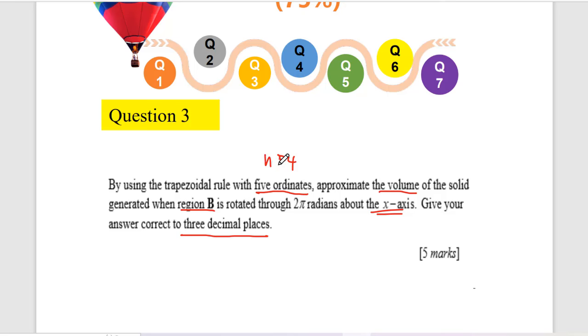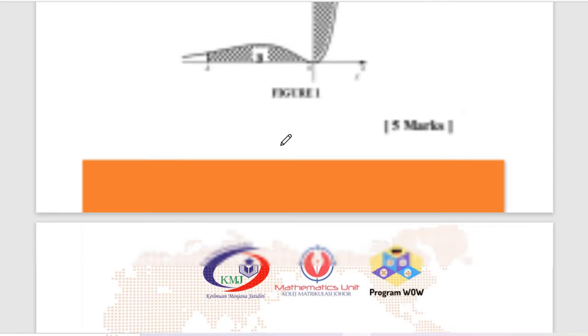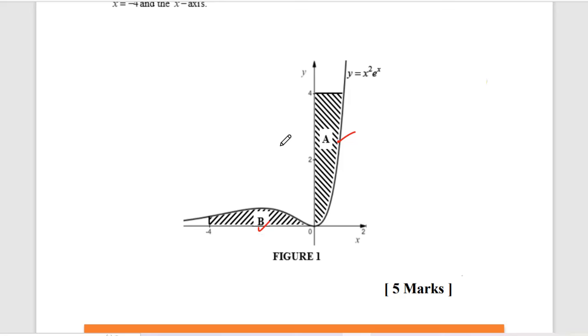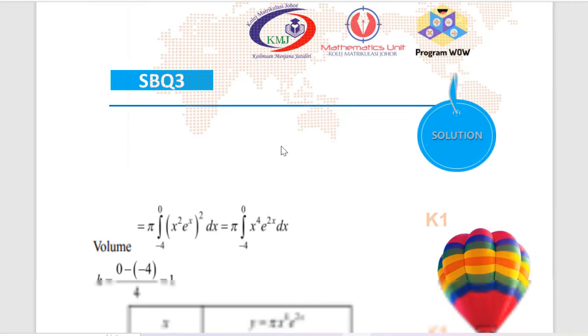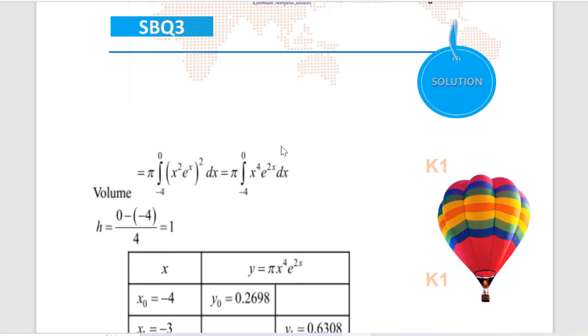Okay, so sekarang ni kita nak dapatkan volume untuk region B. So, mana region B? This one is region B. So, maksudnya dekat sini kita akan integrate daripada mana? Volume dia adalah daripada negative 4 to 0. Dan ingat, formula volume mesti ada pi. Mesti ada pi.